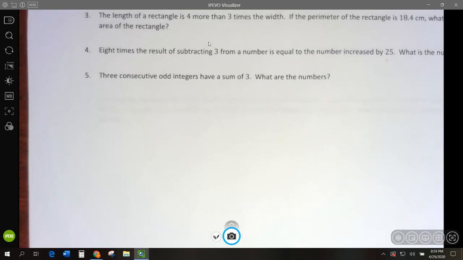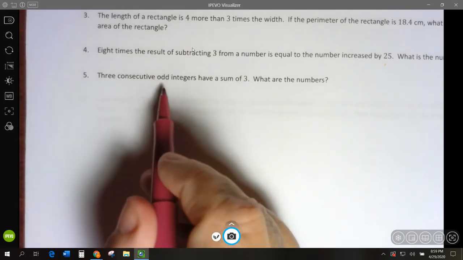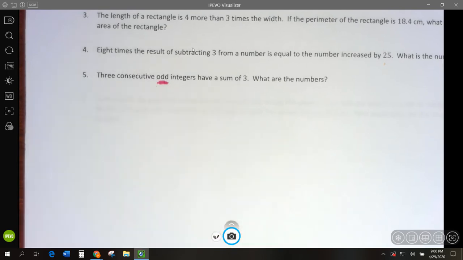3 consecutive odd integers have a sum of 3. What are those numbers? Okay, we've done consecutive problems like this before, but these are odd integers. So we're counting every other number. Remember, every other number is odd.